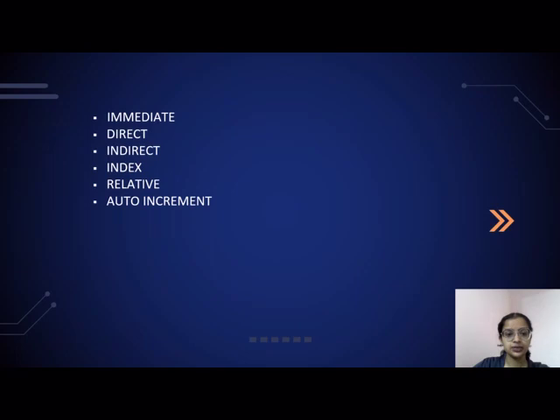These are the types of addressing modes that we'll be discussing in today's video. Firstly, we'll discuss immediate, followed by direct, indirect, index, relative, and auto increment addressing modes.